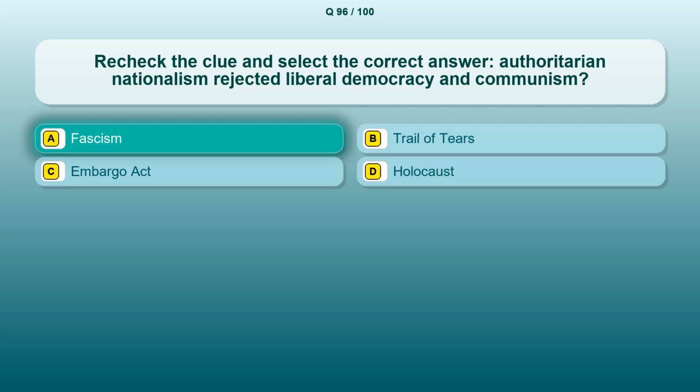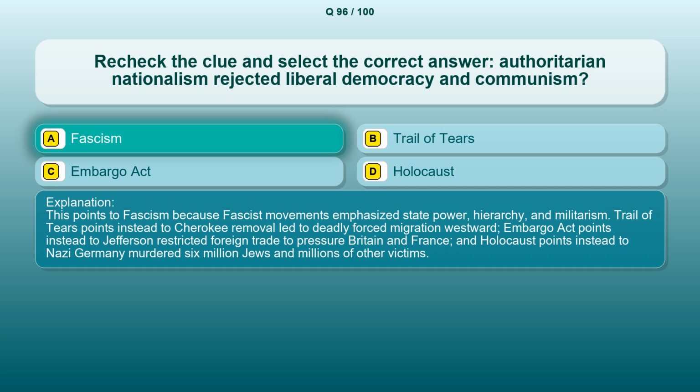The correct answer is option A, fascism. This points to fascism because fascist movements emphasized state power, hierarchy, and militarism. Trail of Tears points instead to Cherokee removal led to deadly forced migration westward. Embargo Act points instead to Jefferson restricted foreign trade to pressure Britain and France, and Holocaust points instead to Nazi Germany murdered 6 million Jews and millions of other victims.